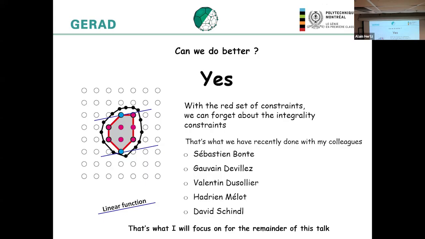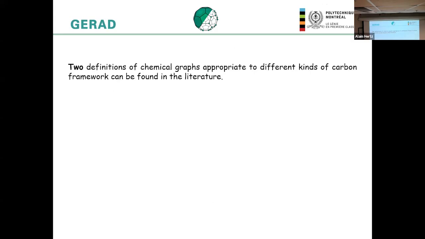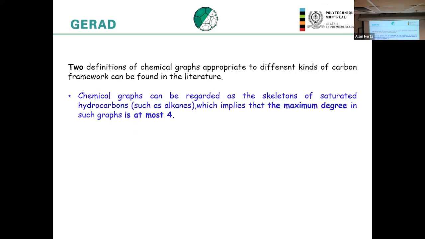So that's what I want to focus on now. That's the new research we did this last month. There are two definitions of what is a chemical graph, as I said. I am not a chemist. Some look at molecules, the skeletons of saturated hydrocarbons, such as alkanes. Gerhardsen would have explained all this. He had a background in chemistry, and he could explain this. I don't understand anything. For me, it's just maximum degree at most 4.